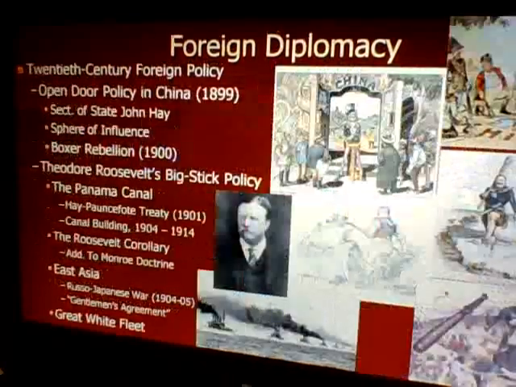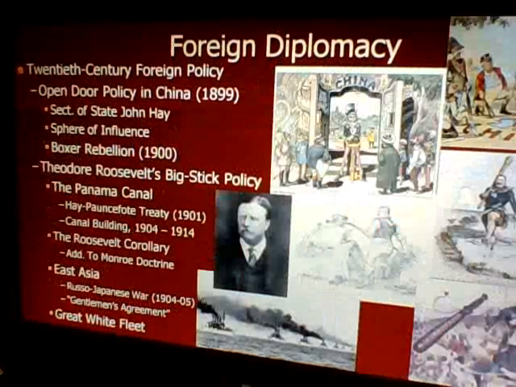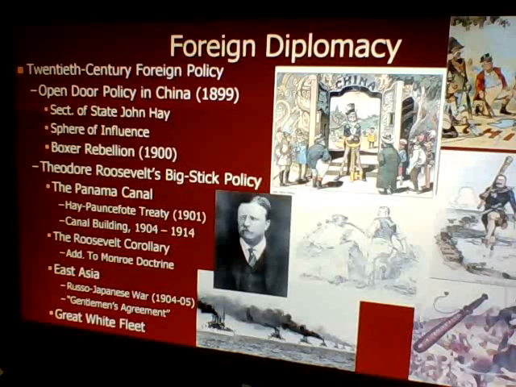We'll back up. I've got one more thing to say about Roosevelt, so let's wrap him up real quick. The purpose of the Great White Fleet and other big stick policies was to maintain peace and promote peaceful solutions.